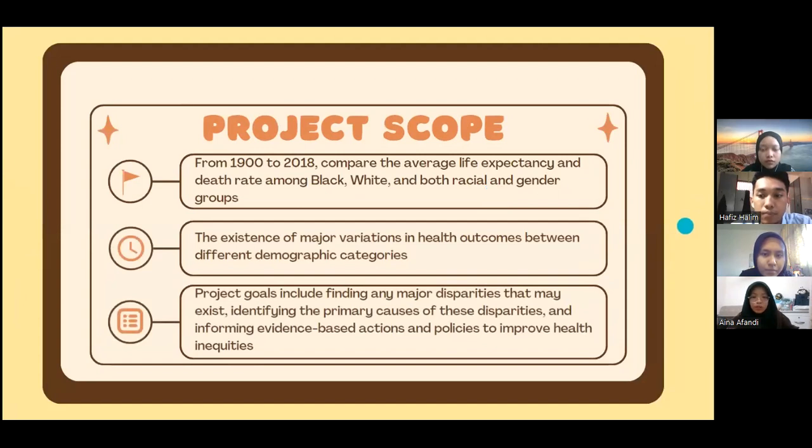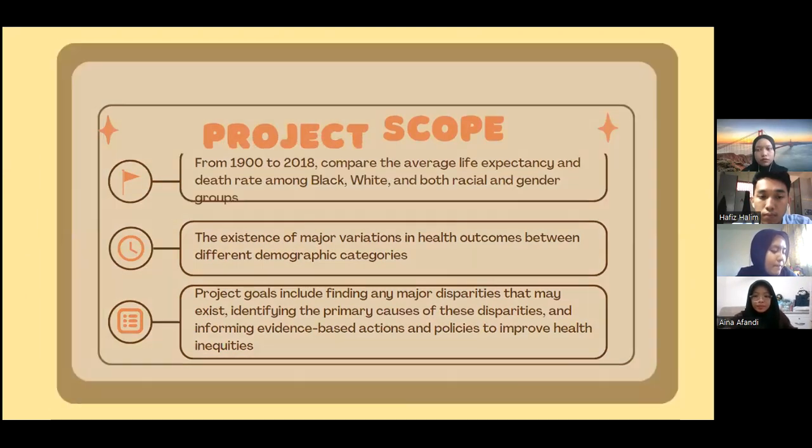Okay, so for our project scope, we compare the average life expectancy and death rate among black and white and both racial and gender groups from 1900 to 2018, and then the existence of major variation in health outcome between the different demographic categories. And also our project goals include finding any major disparity that may exist, identifying the primary causes of this disparity, and informing evidence-based action policies to improve health equalities.